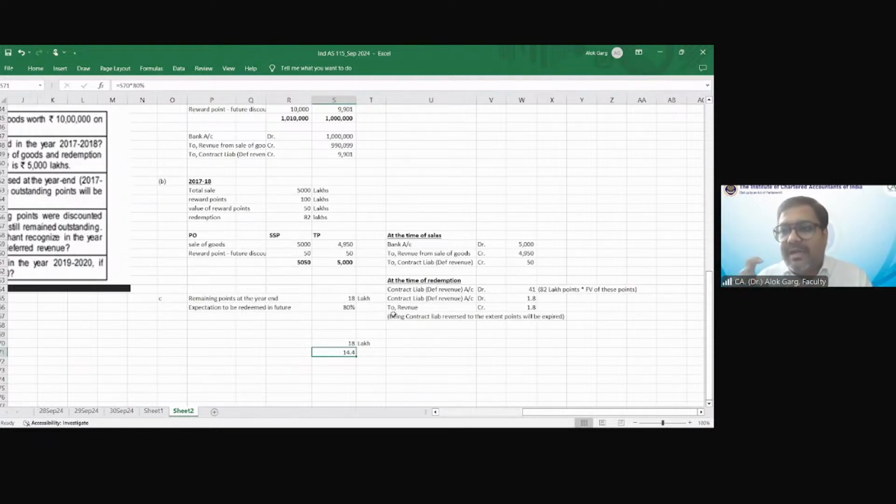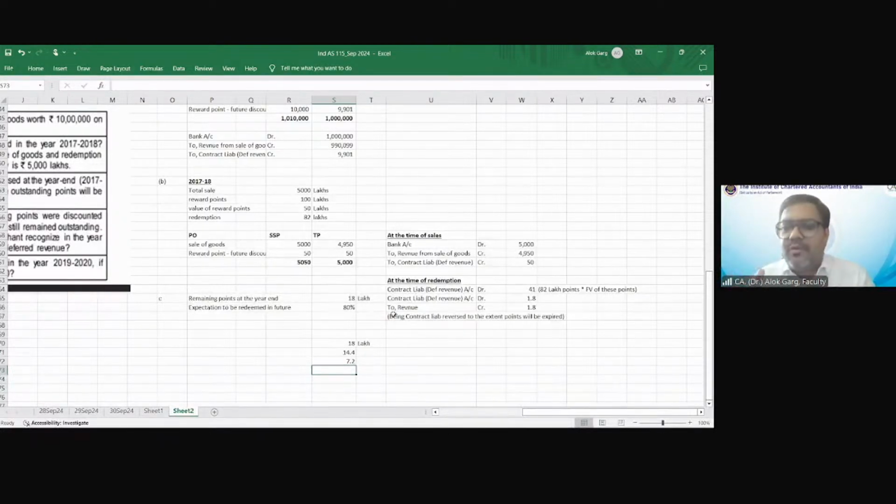So what is my liability which pertains to 14.4 lakh points? 9 लाख मल्टीप्लाई बाय, अगर मैं ये करूं तो 9 लाख तो टोटल लाइबिलिटी है, वो 18 लाख पॉइंट्स की है, तो 14.4 की कितनी होगी? 7.2. अगर 7.2 होगी तो मुझे 1.8 ही तो रिवर्स करना पड़ेगा ना.